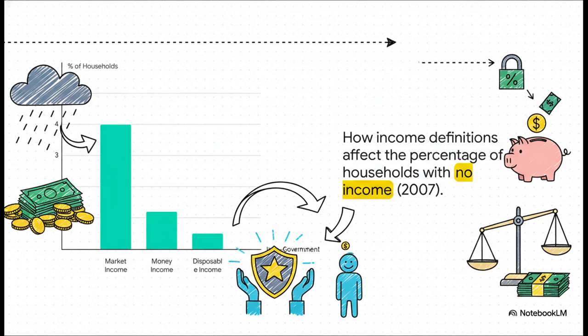If you only look at market income, it seems like 4% of households have literally no income. But then, switch over to disposable income, which includes government support, and boom, that number drops to just 0.5%. It works at the top end, too. The percentage of people making over $100,000 a year drops from about 20% to less than 12% once you factor in taxes. It's a really clear picture of how much government policy actually shapes people's financial lives.